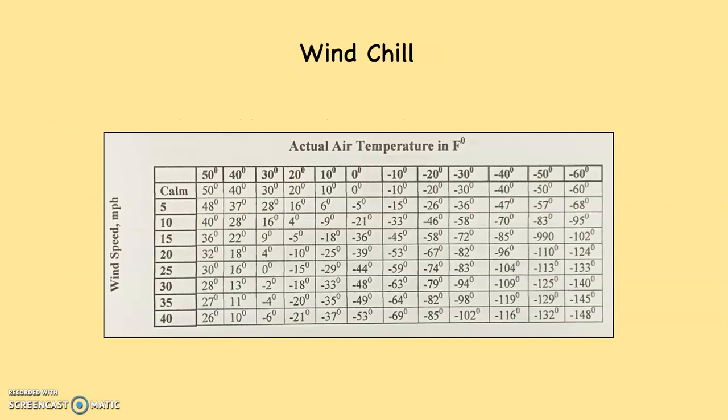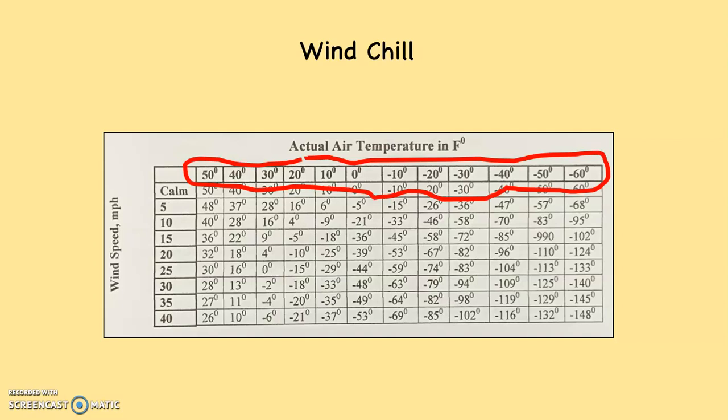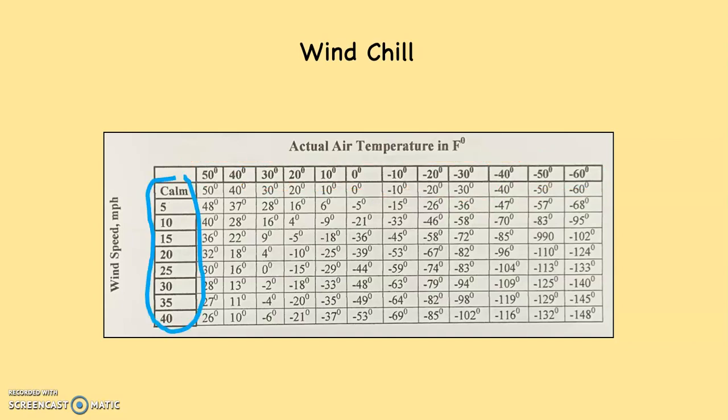This graph is in the lab. If you take a look at it, here's what's going on. Along the top, we have actual air temperature in degrees Fahrenheit. And notice you read this from left to right. So as you're going from left to right, the temperatures are getting colder: 50, 40, 30, 20, 10, 0, -10, and so on. Then notice on the left-hand side, we have wind speed in miles per hour going from top to bottom. Calm, 5 miles an hour, 10 miles an hour, 15 miles an hour, and so on.